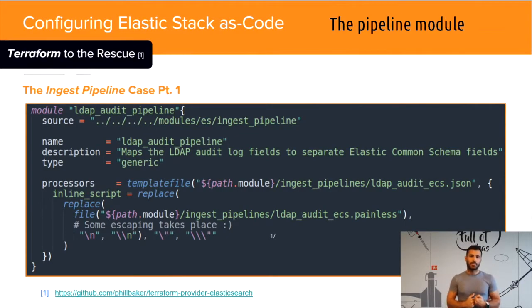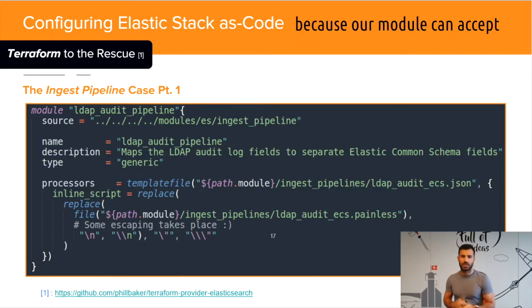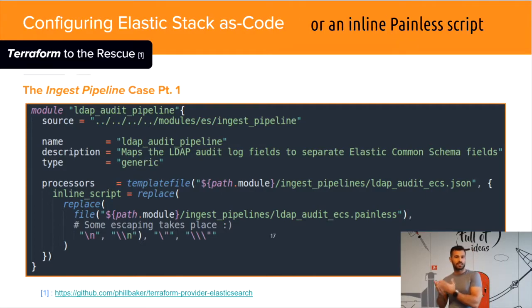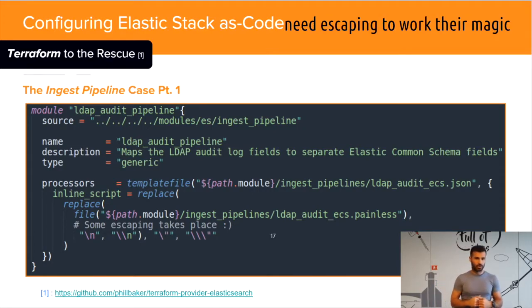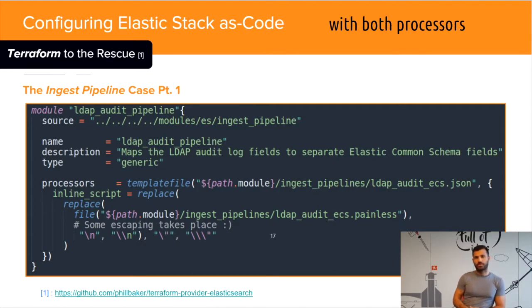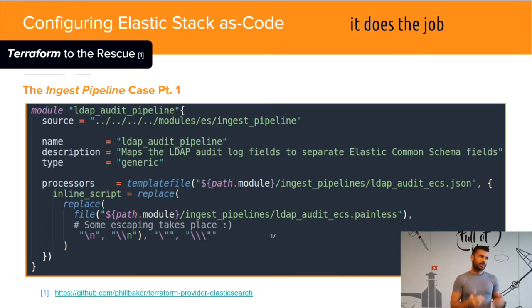Pipeline. The pipeline module specifies some basic fields such as name and description. The type is a custom field because our module can accept a JSON structure or an inline Painless script as a processor. Some new lines and double slashes need escaping to work their magic with both processors, and it's not the most beautiful thing, I know, but at the moment it does the job and it does it pretty well.